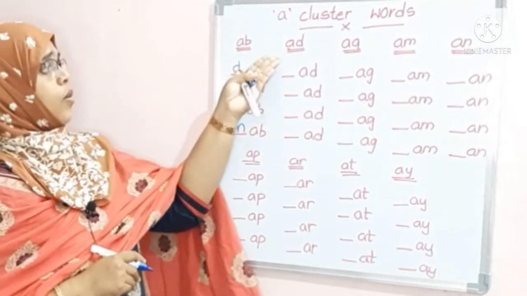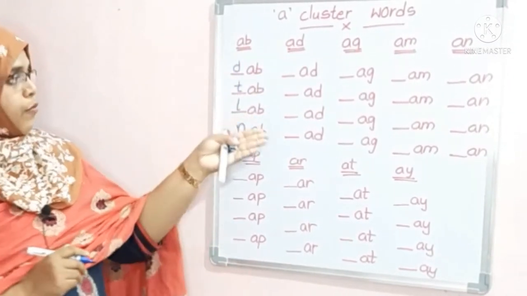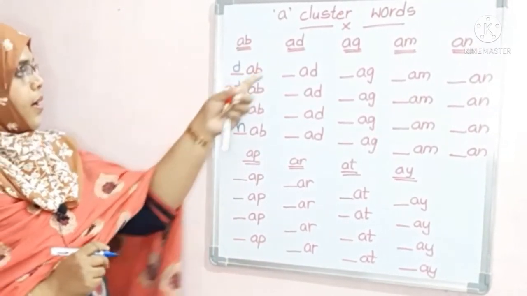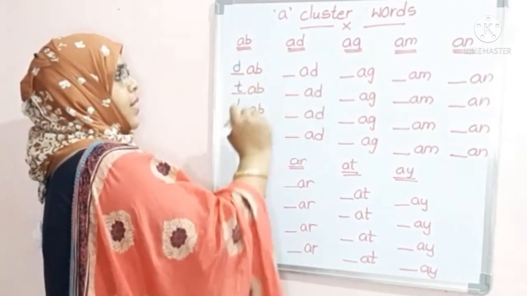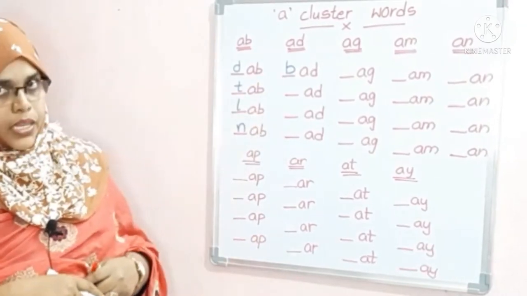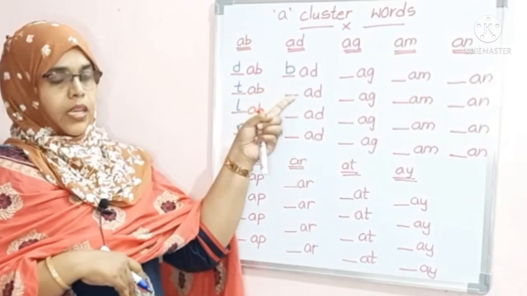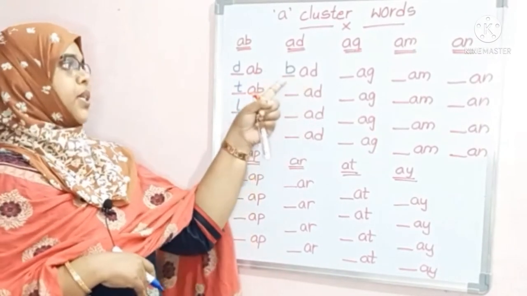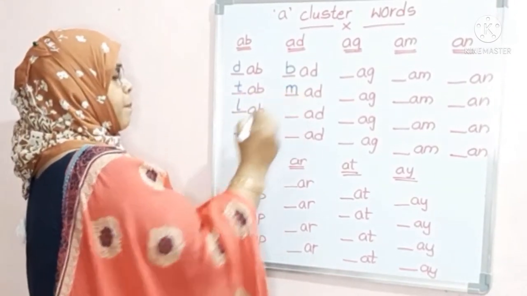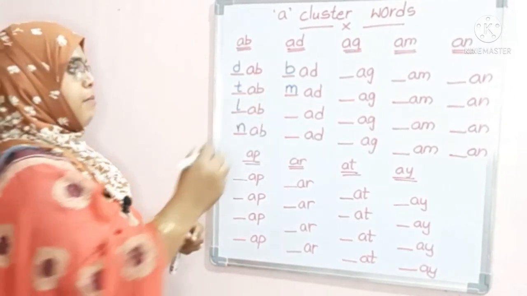Now we'll form different words using the AD cluster. Now to this AD cluster, if you are writing letter B before this AD cluster, the sound of B, B, AD. B, AD becomes BAD. Sound of M is M. M, AD becomes MAD.